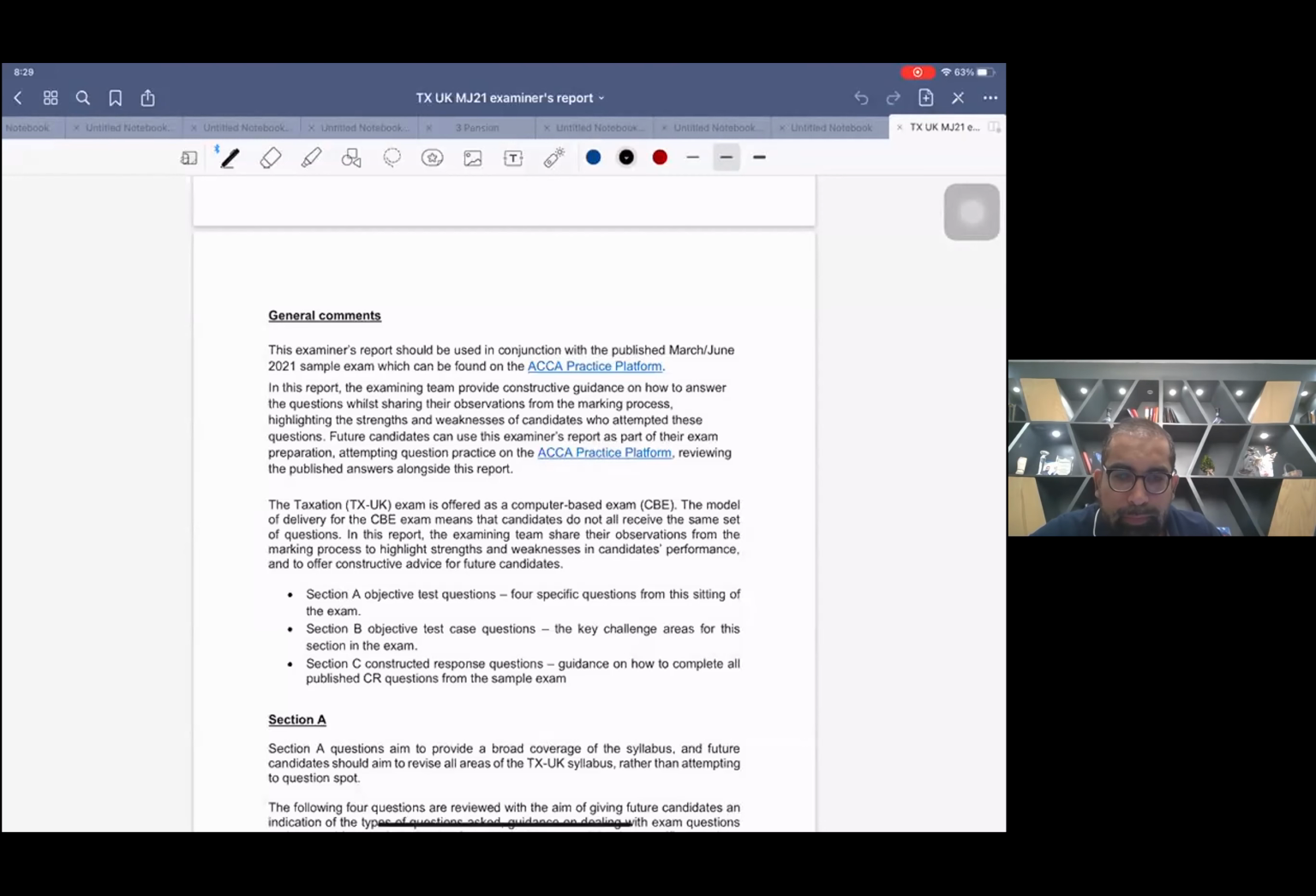We are going to discuss the latest examiner report of March June 2021. March June, this is the latest available on the net, right? This document is given by ACCA, a disclosed document. Everywhere it's available.